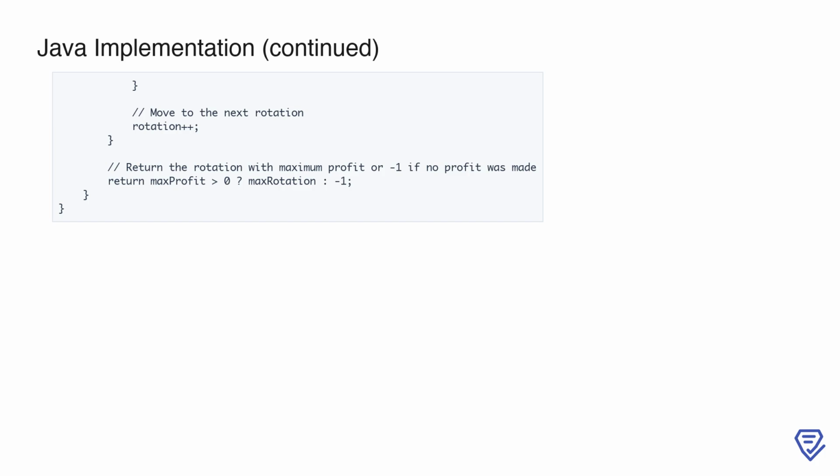Finally, after exiting the loop, we check the value of max profit. If it is greater than 0, we return max rotation, which indicates the rotation that achieved the highest profit. Otherwise, if no profit was made throughout the process, we return -1. This ensures the function handles cases where the operation is not profitable. By following this approach, we efficiently calculate the optimal rotation to maximize profit while managing the constraints of customer arrivals and the operational cost of the wheel.